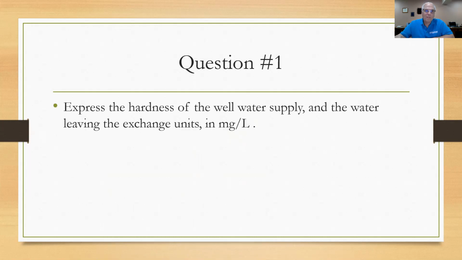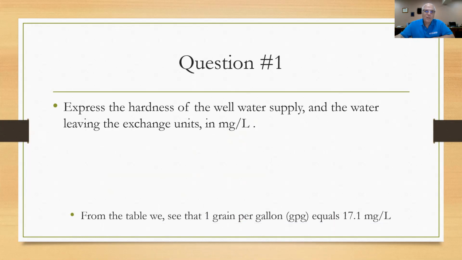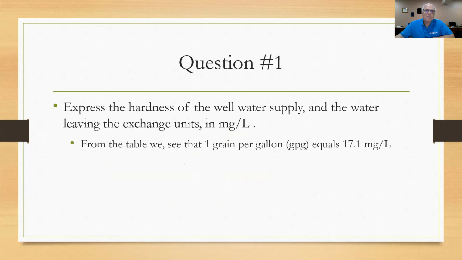But question number 1 is a rather simple one. It simply says, express the hardness of the well water supply and the water leaving the exchange units in milligrams per liter. Remember, they gave it to us in grains per gallon. They want us to convert it to milligrams per liter. So when I go into the material that we presented, we go into one of the tables, we see that there's an equation that says that 1 grain per gallon of hardness equals 17.1 milligrams per liter.